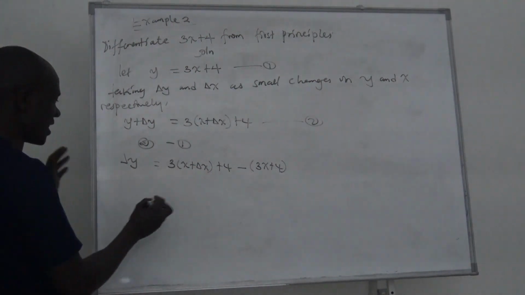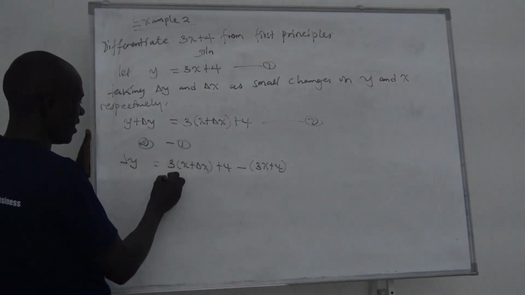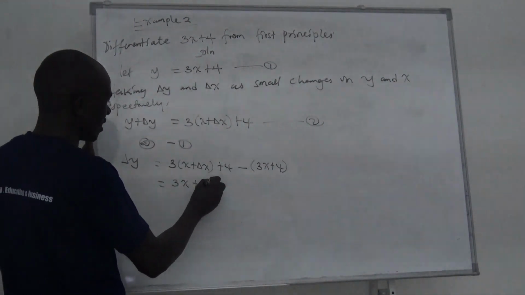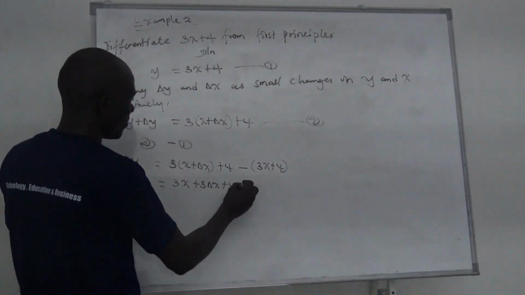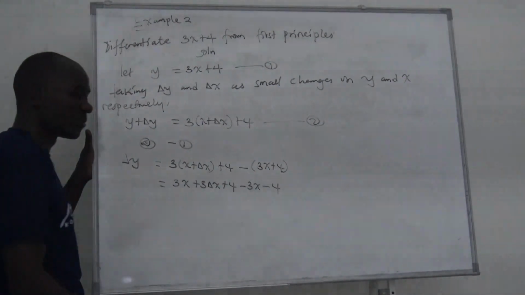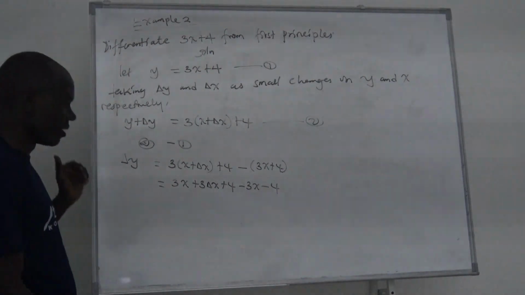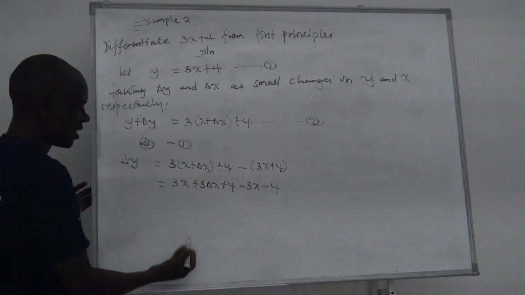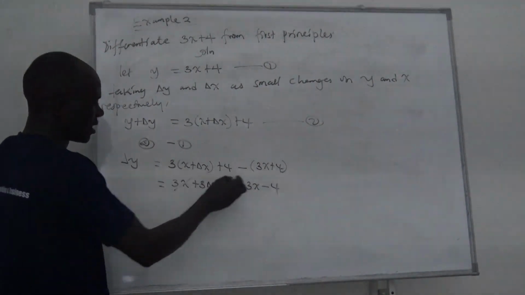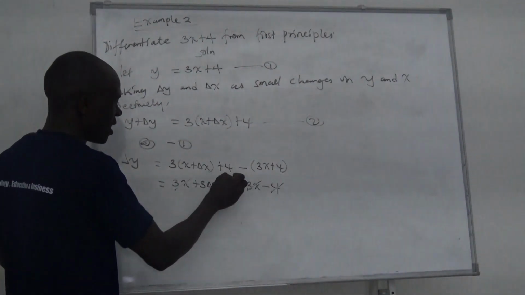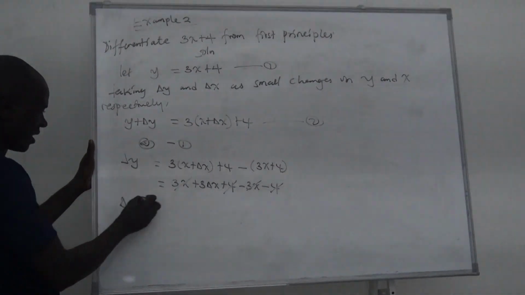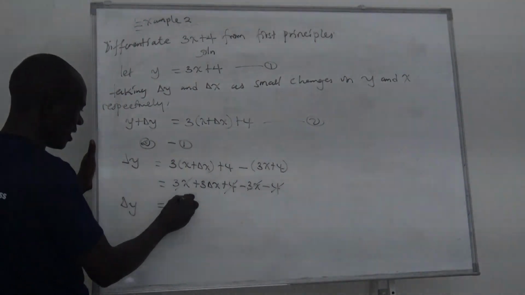Have you seen how enjoyable this is? Yes, let's put together. We get 3x plus 3 delta x, then plus 4 minus 3x minus 4. A negative times a positive, you get a negative. Very good. I'm very happy with you now. So 4 and 4 go, 3x and 3x also go. Have you seen that one? So what have I made? Delta y equals 3 delta x.